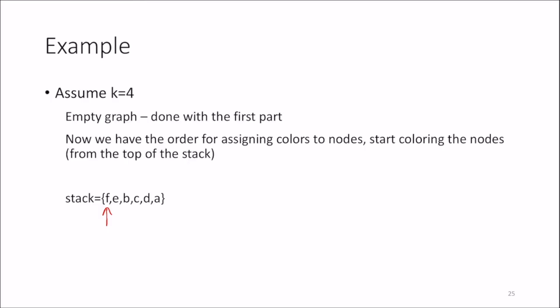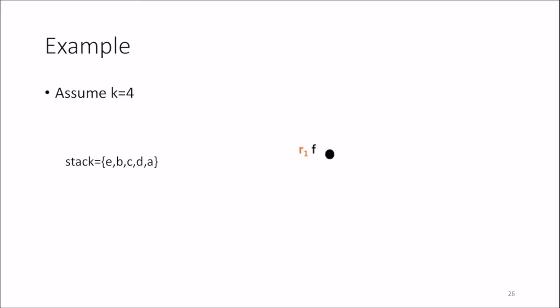And so the first thing we do is, now that we're done with the first part, we have the order of assigning colors to nodes. And we start coloring the nodes by starting from the top of the stack. So we pop F from the stack and we assign it to a register, R1, and I'll show them with different colors to make the comparison with graph coloring more apparent. And now we pop E. E shares an edge with F, so E must be in a different register from F, so we assign it a different register, R2. And then we pop B.